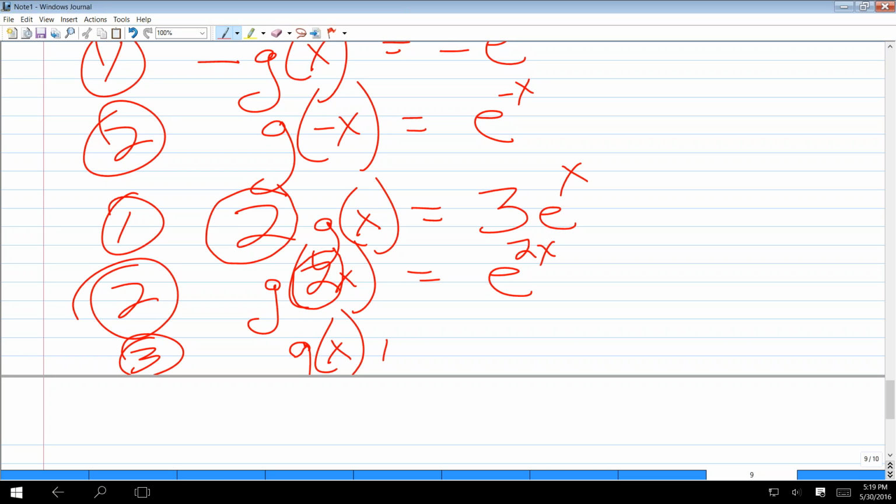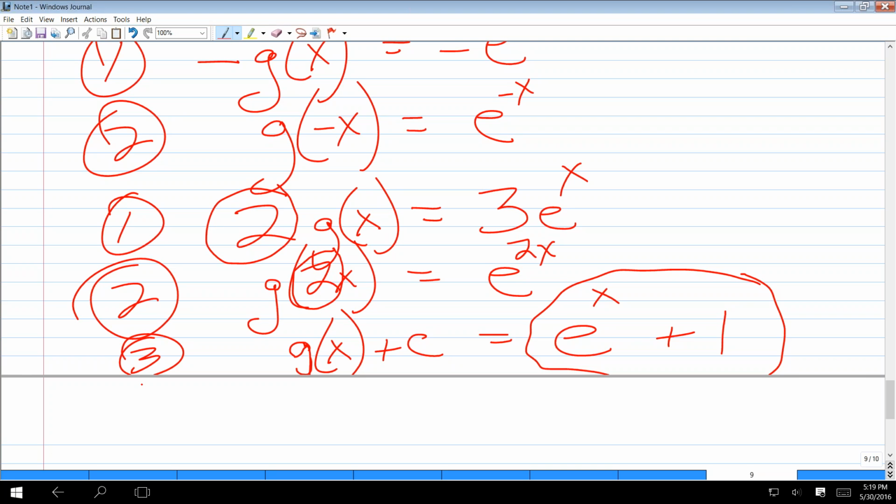That's g of x plus some number. For example, e to the x plus 1. That's the e to the x curve shifted up 1 unit. And if I saw this, I would have to know that I was looking at g of x plus some constant.